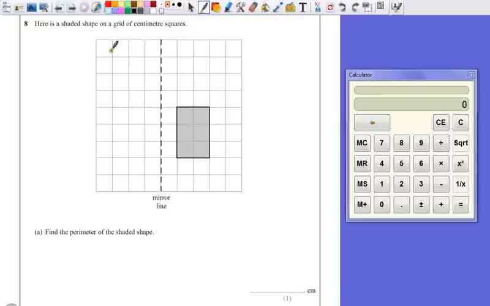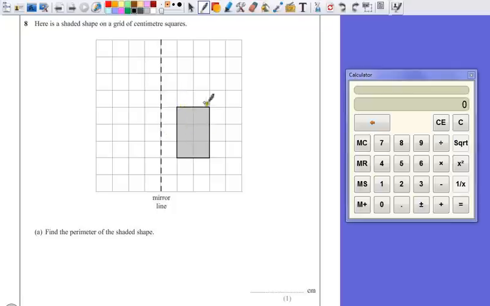Question 8. Here's a shaded shape on a grid of centimetre squares. Find the perimeter of the shaded shape. Perimeter is around the outside, so we just have to count how long these lines are. One little trick that I personally use here is when I count the length of a line, I'll write it next to it, because then all I have to do is add all the numbers up.